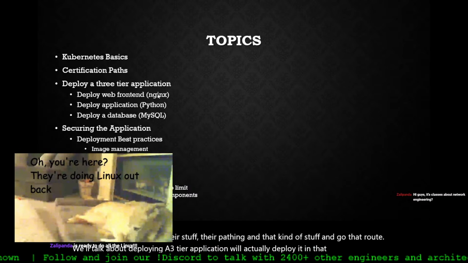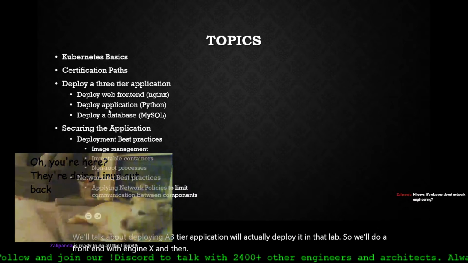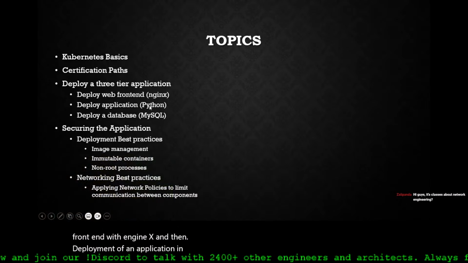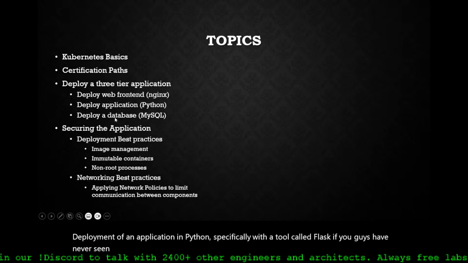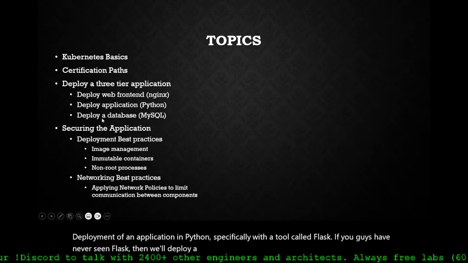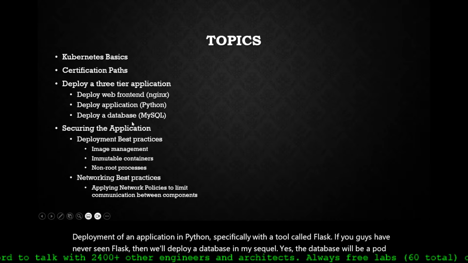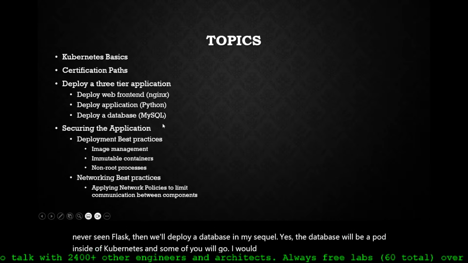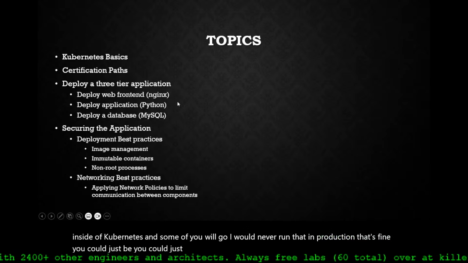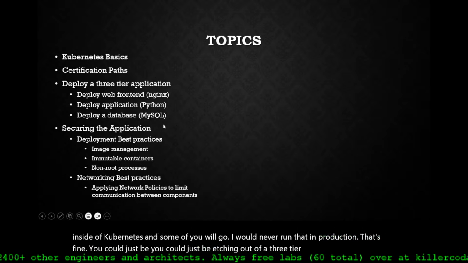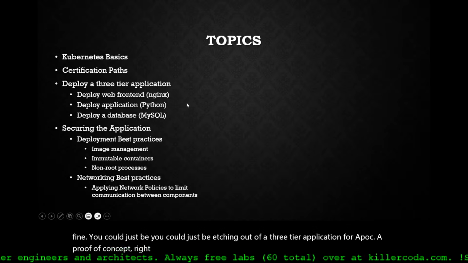So we'll do a front end with Nginx, and then deployment of an application in Python, specifically with a tool called Flask, if you guys have never seen Flask. Then we'll deploy a database in MySQL. Yes, the database will be a pod inside of Kubernetes. And some of you would go, I would never run that in production. That's fine. You could just be spinning up a 3-tier application for a POC, a proof of concept, right? So whatever you're going to do there.